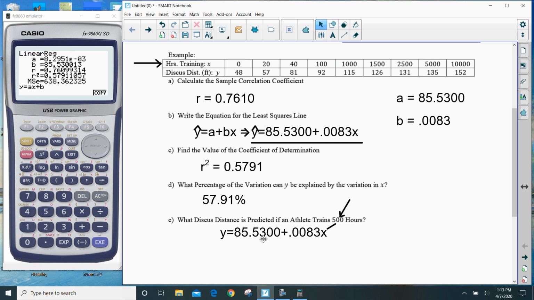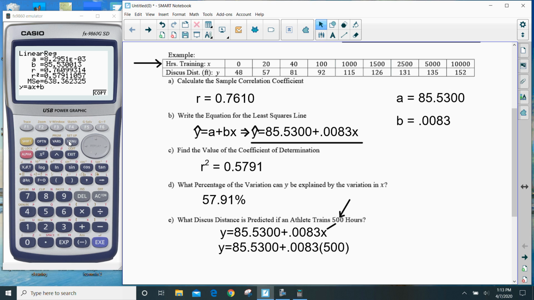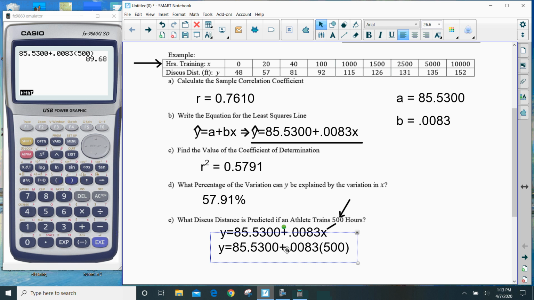But in this situation, we are given 500 hours, that being the hours trained. That is very specifically the X. So what we're doing is taking this X and turning it into 500. So on my calculator, I can just type this in, 85.5300 plus 0.0083 times 500. There it is. So my prediction, according to my least squares line, is 89.68.